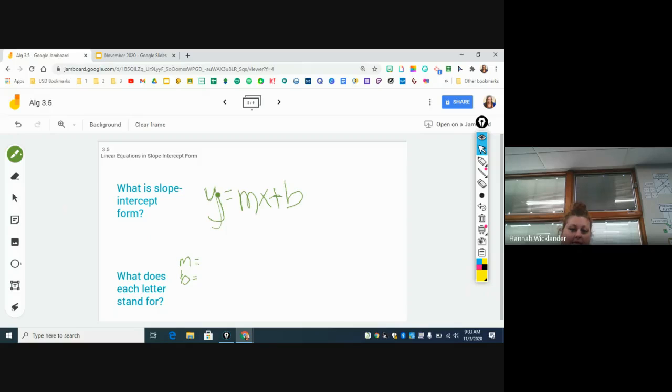So m stands for slope, so the slope of the line. And b stands for the y-intercept, or where it crosses the y-axis. And then x and y are points on the graph.